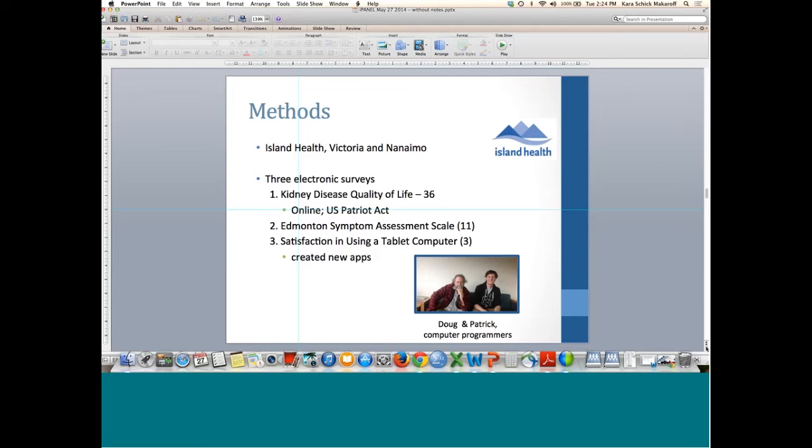The second survey was the Edmonton Symptom Assessment Scale, or the ESAS, and the third one was satisfaction in using a tablet computer.